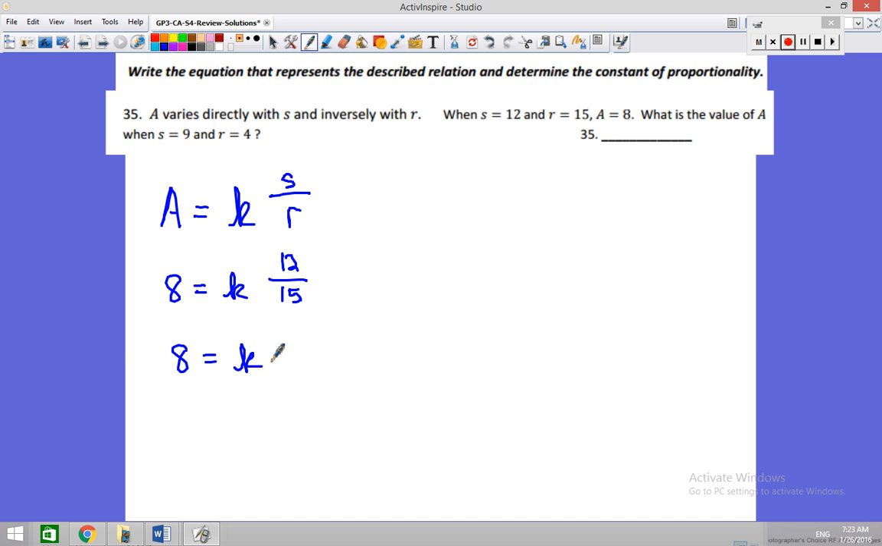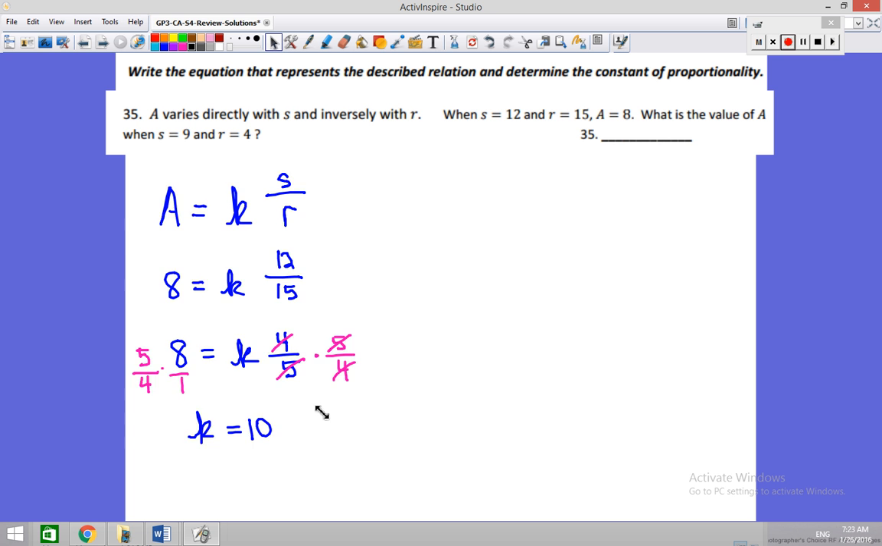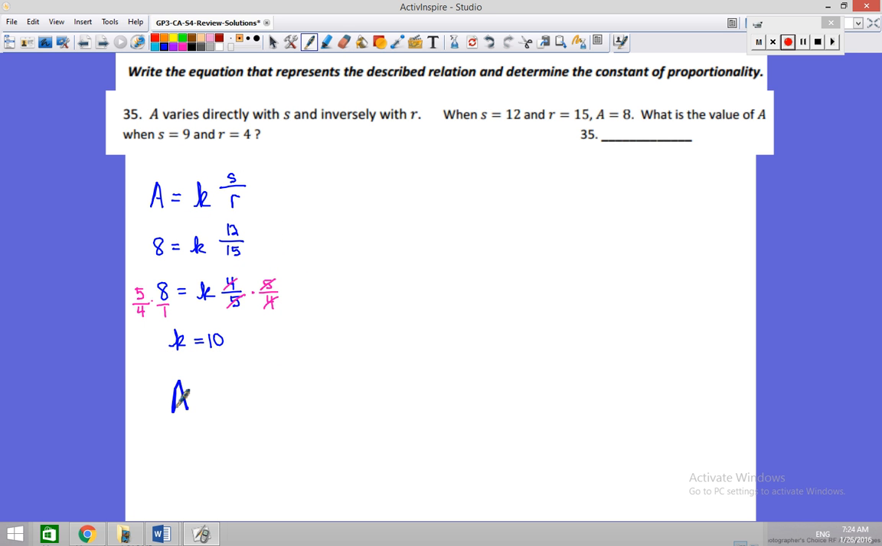I can reduce that. Both share a common factor of 3. So this is 4 over 5. Now, to get that to cancel, let's multiply both sides by the reciprocal. The reciprocal of 4 over 5 is 5 over 4. If I multiply the right-hand side, I have to multiply the left-hand side. And 5 divided by 5 is 1, and 4 divided by 4 is 1. So I just have my k, and 8 times 5 is 40, and 40 divided by 4 is 10. So I have now my model is that A is equal to 10 times S divided by R.